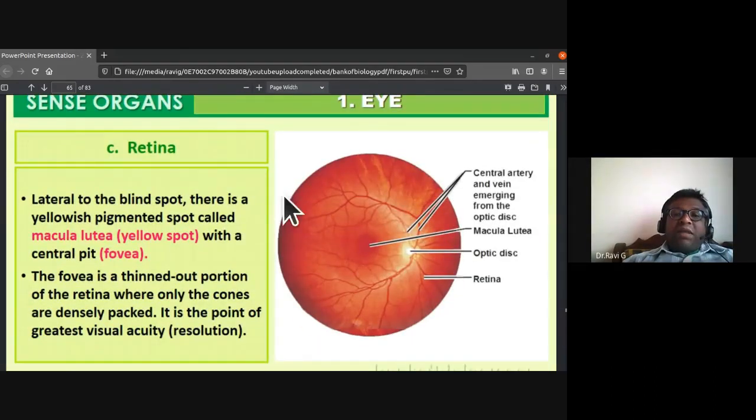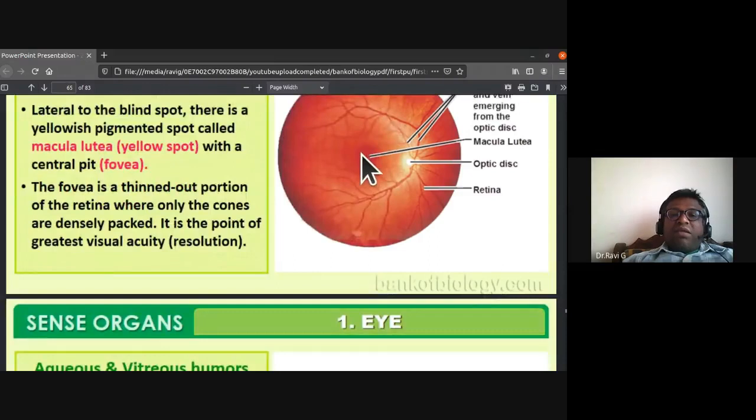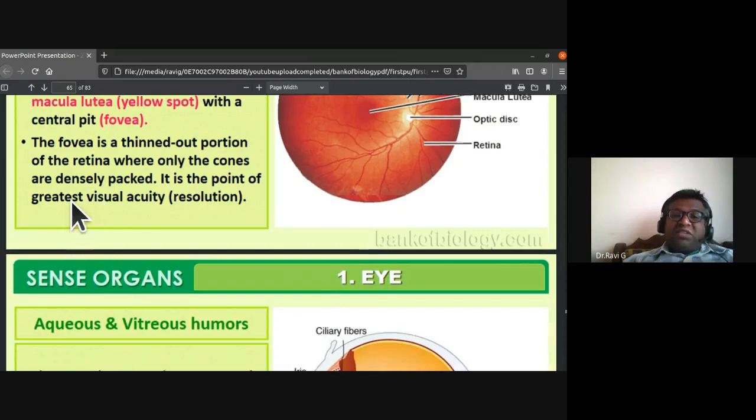Lateral to the blind spot, there is a yellowish pigmented spot called macula lutea, or yellow spot, with a central pit called fovea. The fovea is a thinned out portion of the retina where only the cones are densely packed. It is the point of greatest visual acuity or resolution.